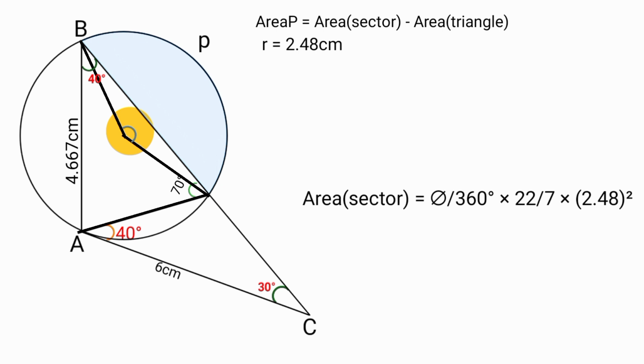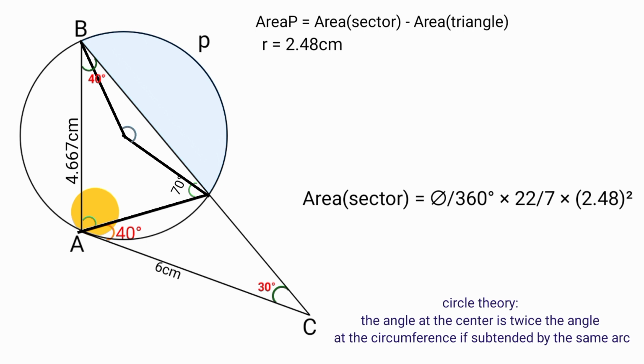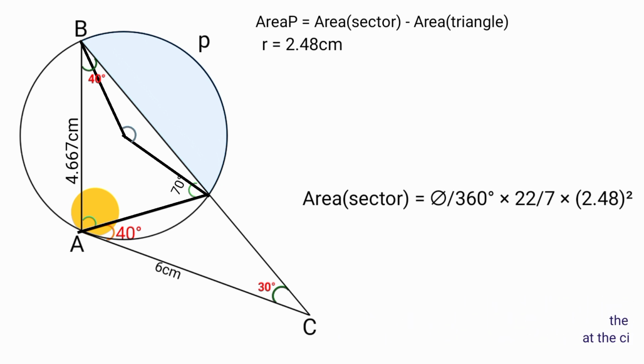If you look, this angle here, theta, and this angle are subtended by the same arc. And we know that the angle at the center is twice the angle at the circumference. So that means theta is twice the size of this angle here. And hence we can label this x and say theta equals 2x. But what is x?